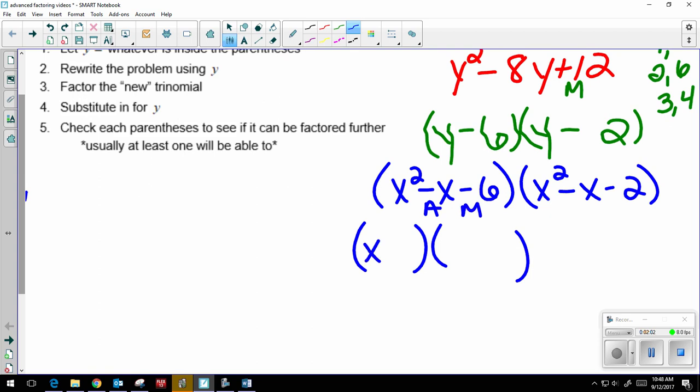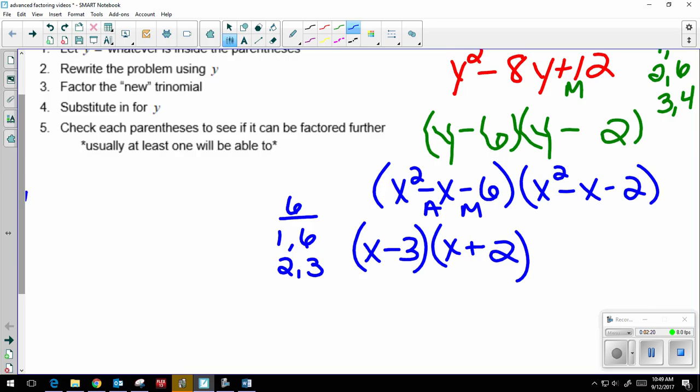X squared, both get an x. I bring down my negative. A negative times a negative gives me a positive. If I list out my factors of 6, I'm looking for something that will add to 1. So it's going to be 3 and 2.